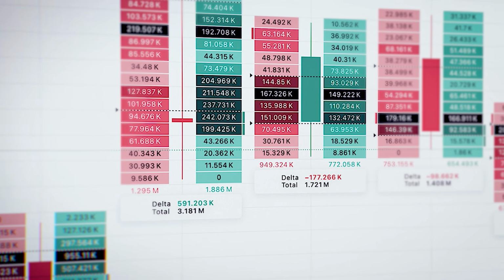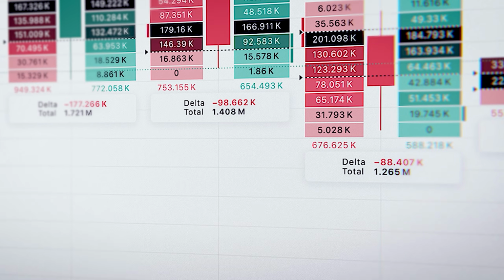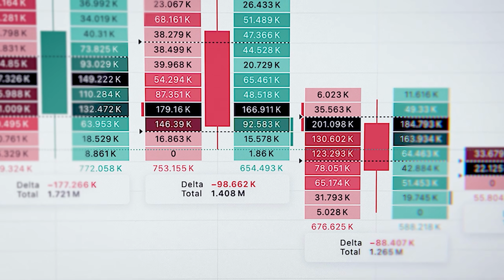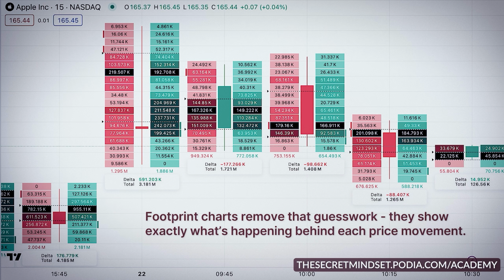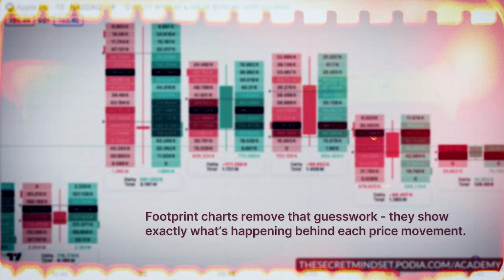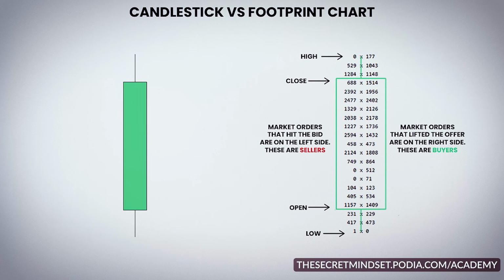This is really a game changer. You see, most traders make a critical mistake. They trade blind, hoping price will move in their favor. Footprint charts remove that guesswork. They show you exactly what's happening behind each price movement. So start using order flow to see where the big players are placing their bets.